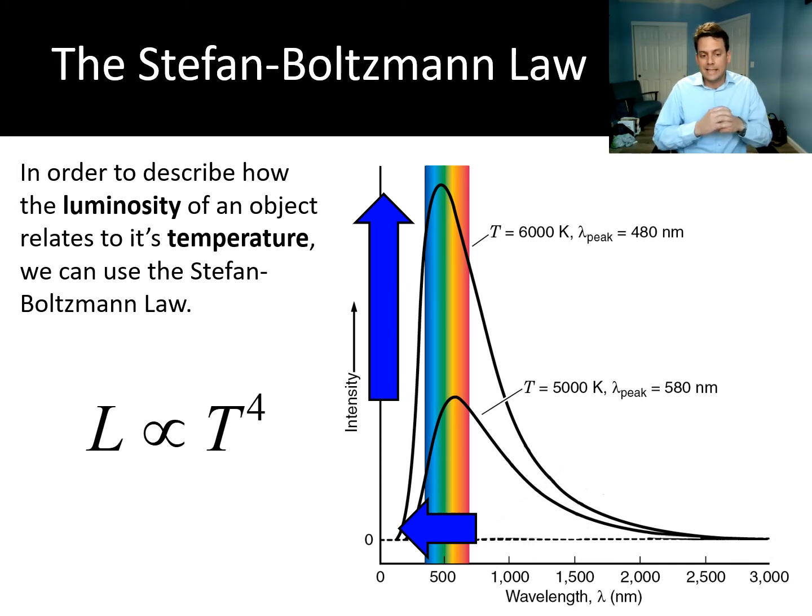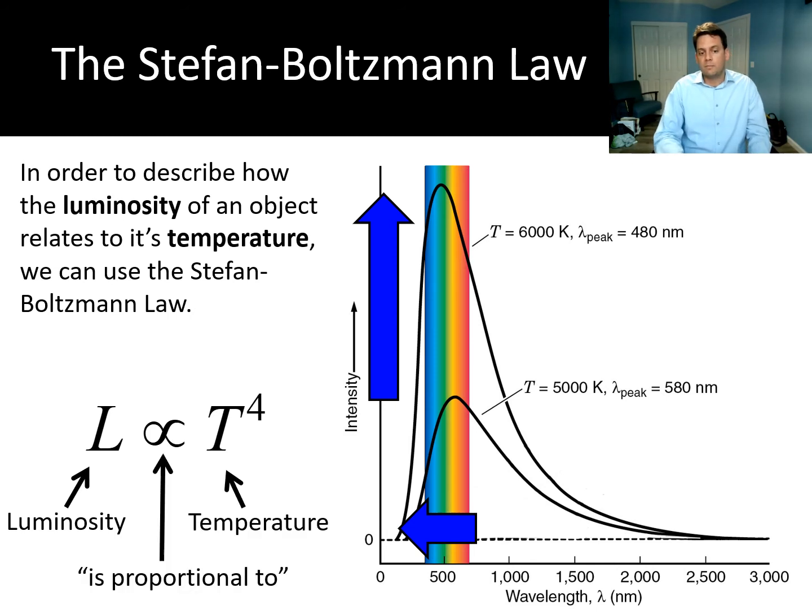A simple way of writing that is given here, where the luminosity is proportional to the fourth power of the temperature. You may or may not have seen this symbol before; it just reads "is proportional to," and so it means, in this particular case, the luminosity is proportional to the fourth power of the temperature. Now what does that mean? Well, it means that if you were to double the fourth power of the temperature, you double the luminosity. If you were to triple the fourth power of the temperature, you triple the luminosity.